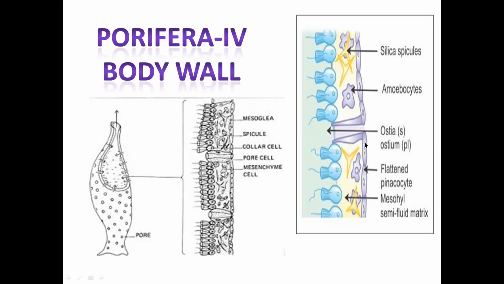In between the outer pinacoderm and the inner choanoderm is present a thick gelatinous layer which is called mesogloea. And inside the mesogloea, spicules and spongin fibers or both may be found. The cells which traverse throughout the ectoderm and endoderm are the pore cells. Pore cells are present in the body, and the opening of this porocyte or pore cell is called the ostium.